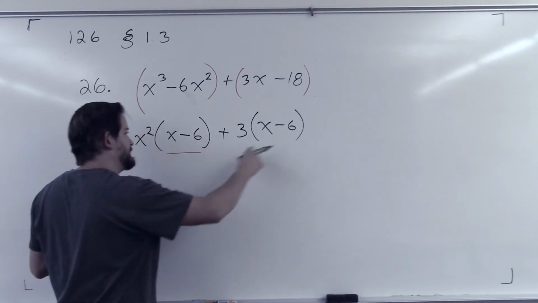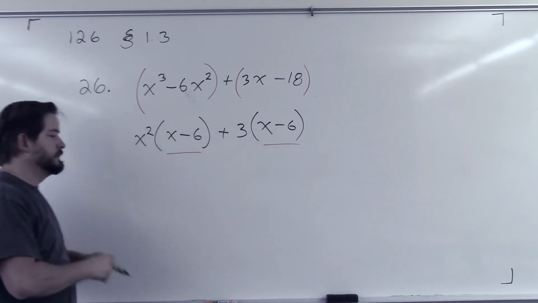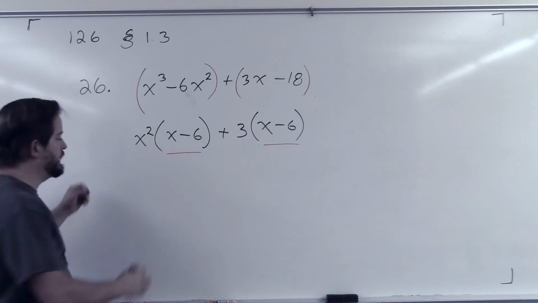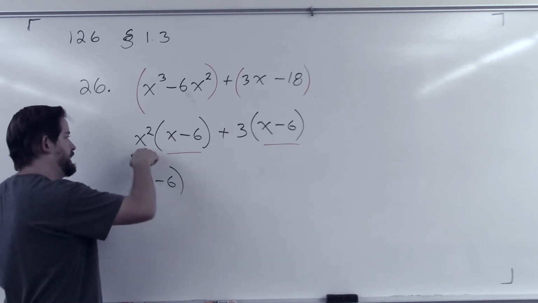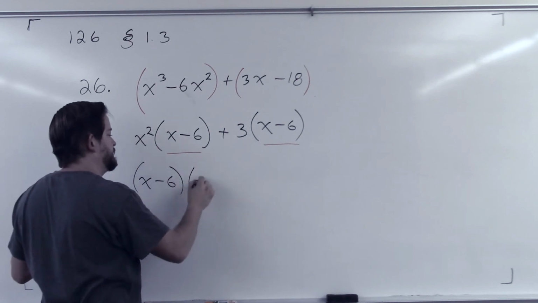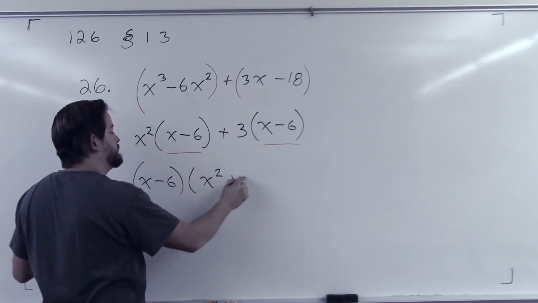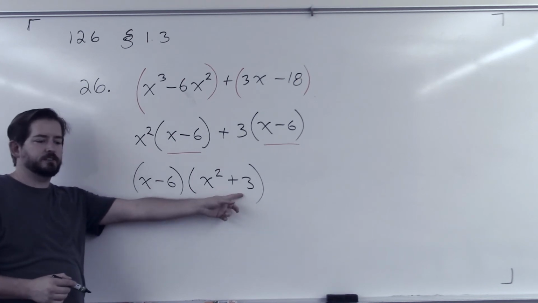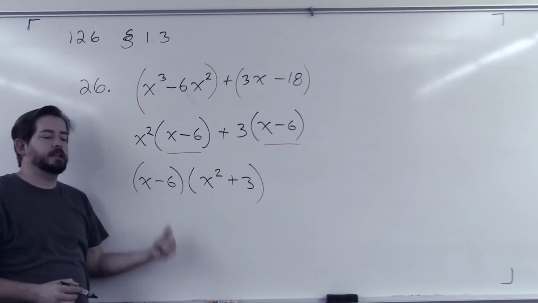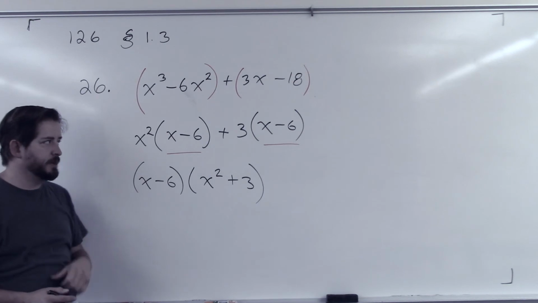But I have an x minus 6 that appears in both terms. That binomial factor can pull out. That leaves me with x minus 6 multiplied by x squared plus 3. And that's all I can do. I have an x squared term here, but it's a plus, and it's not a square over here, so I can't factor this down anymore. That's my answer.